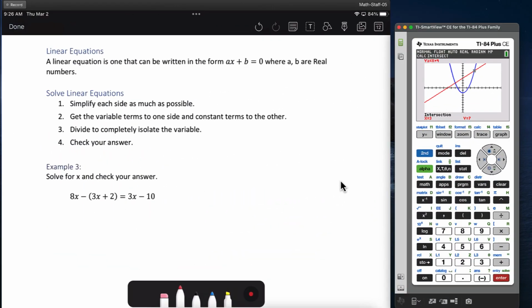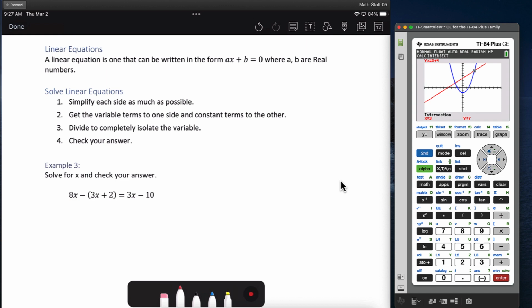A linear equation is one that can be written in the form ax plus b equals 0, where a, b are real numbers. To solve a linear equation, we'll simplify each side as much as possible. Simplify essentially means to remove parentheses and combine like terms.